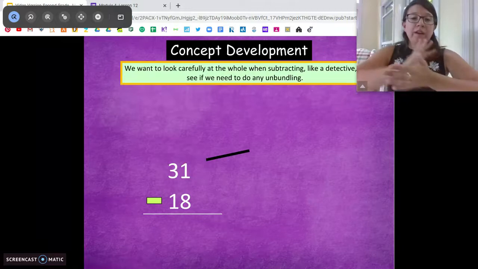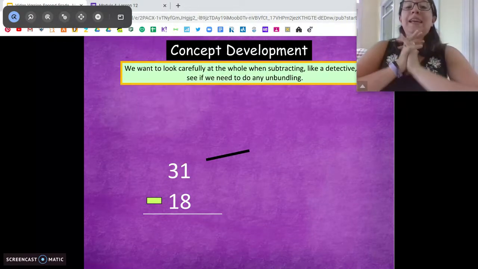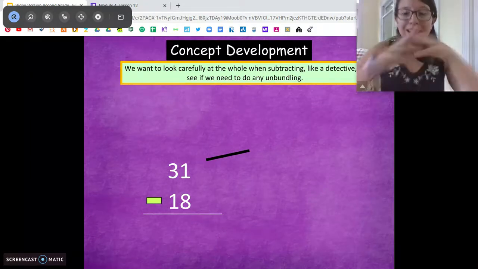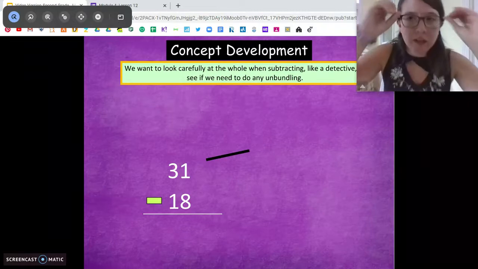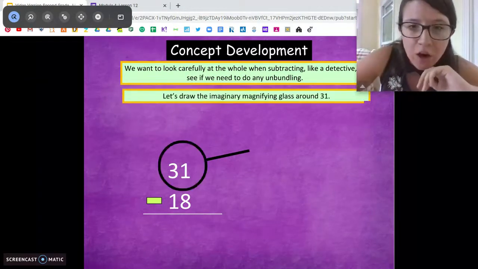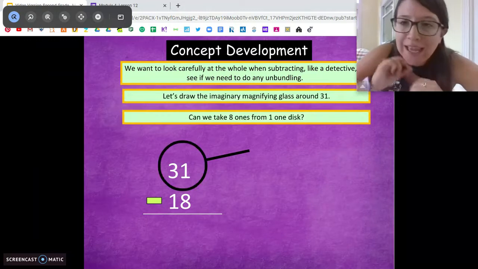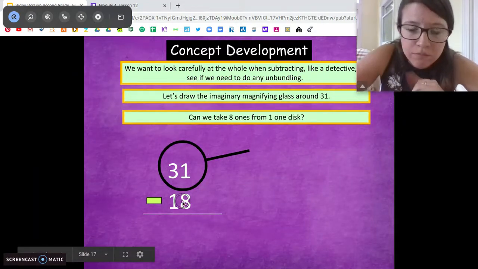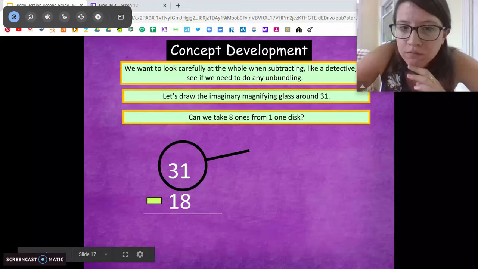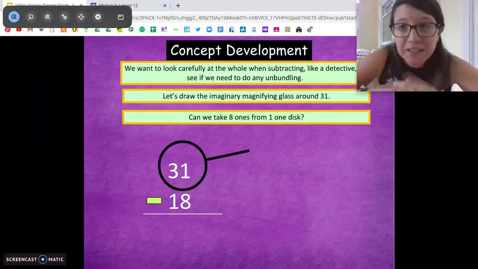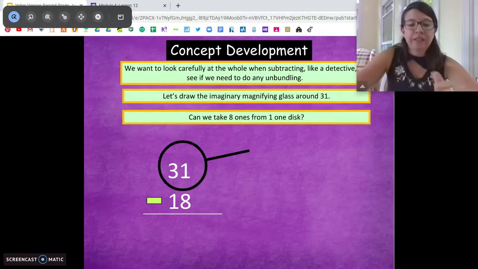Okay, we are doing 31 minus 18. What is our whole in this problem? Yes, the 31. That's our whole. So we got to put our detective magnifying glass on the 31. Okay, now our next step. Can we take 8 ones away from... Can we take 8 away from 1? You can't. It's too small. So what do we need to do? We need to unbundle or decompose.